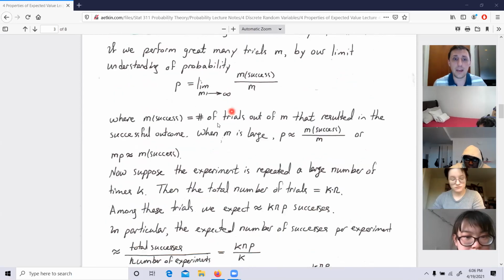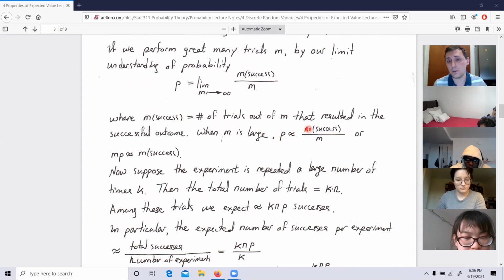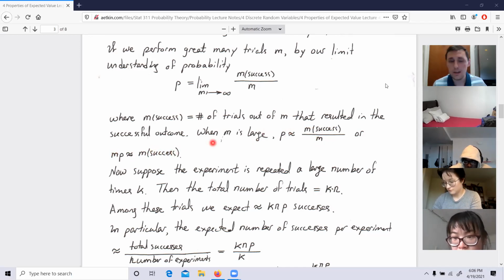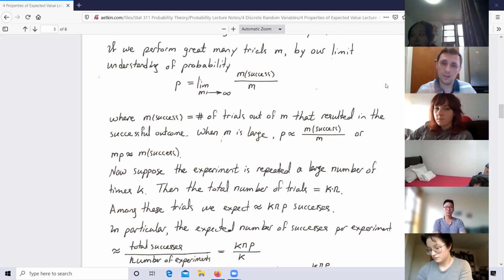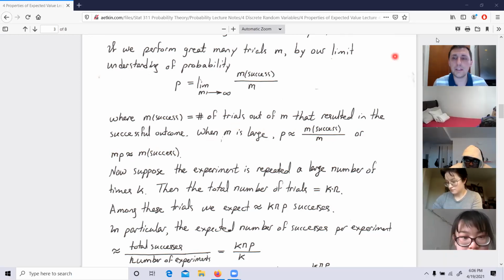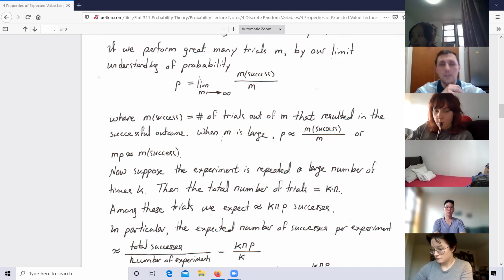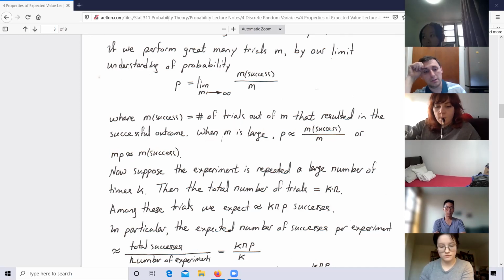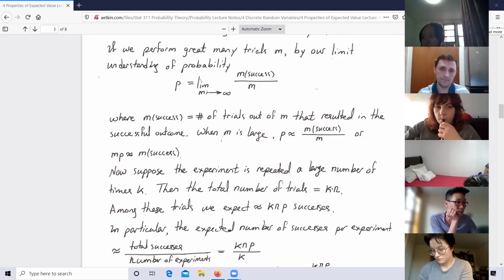Good. So if M is very large, the probability is about number of successes divided by total number of trials. Right? So the total number of successes will be M multiplied by P. I just multiply this number by M and I get total number of successes if P is known to us. Do you agree? In other words, if somebody is shooting with success 1/2, that means that if he does 1,000,000 shots, then about half of them will be successful, right?